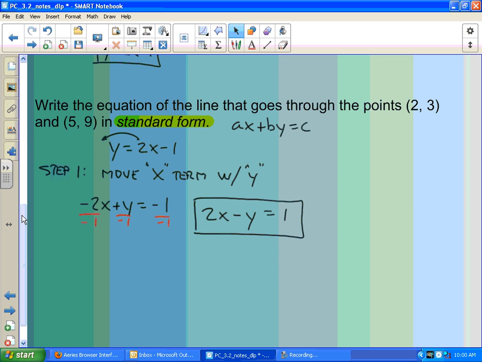All right, that's our down and dirty quick review of going from one form to the next, just knowing 2 points. How would this change if I knew 1 point and a slope? How would this process change?